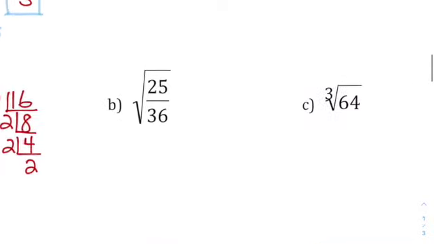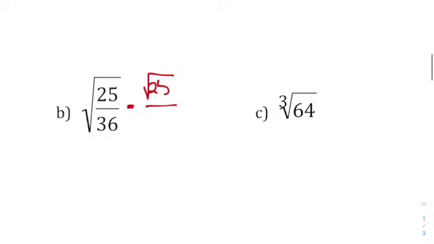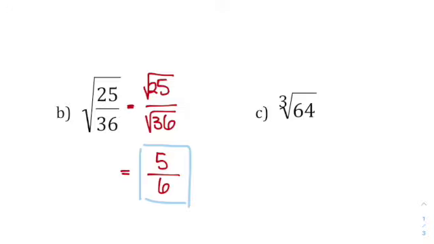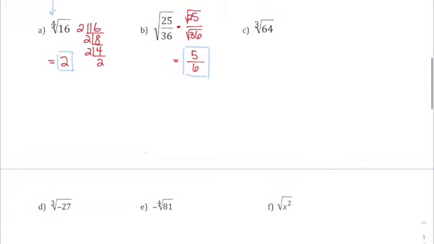So going to B, take care of the problem on top. That's square root 25. And on the bottom is square root 36. Square root 25 is just 5. Square root 36 is 6. I would like you guys to try the next letters all the way up to F.